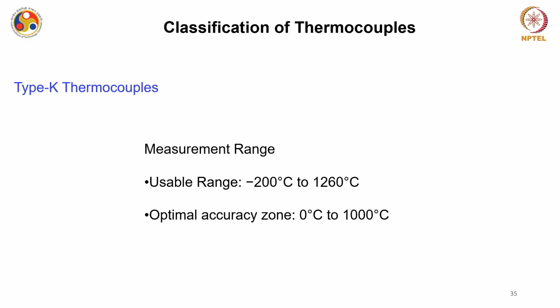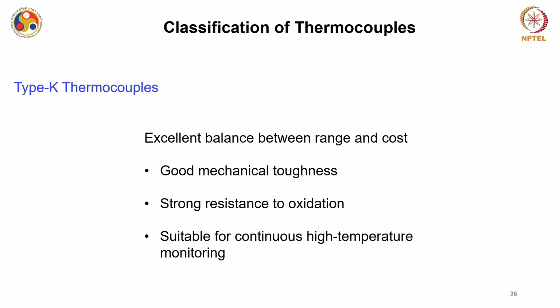Now the measurement range for the type K thermocouple is usually from minus 200 degrees Celsius to around 1250 or 1260 degrees Celsius, while the optimal accuracy zone for this kind of device is from 0 degrees to 1000 degrees Celsius, and usually it is not advisable for cryogenic temperatures. They have an excellent balance between range and cost.